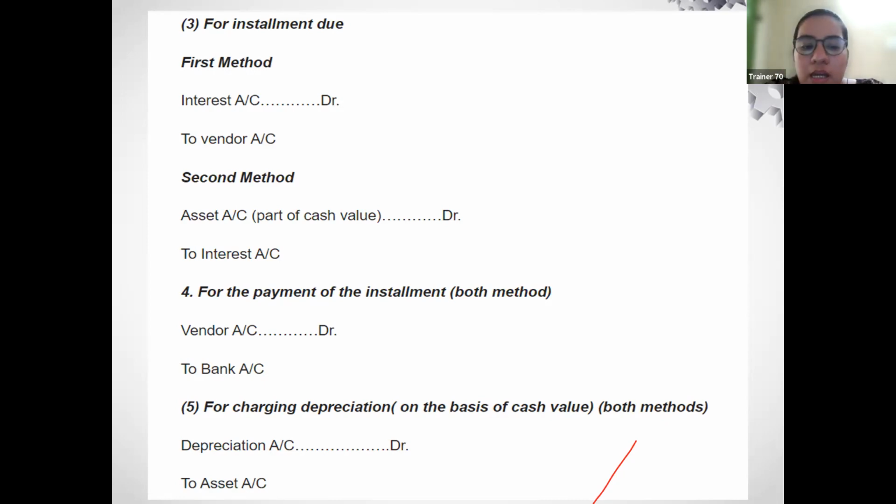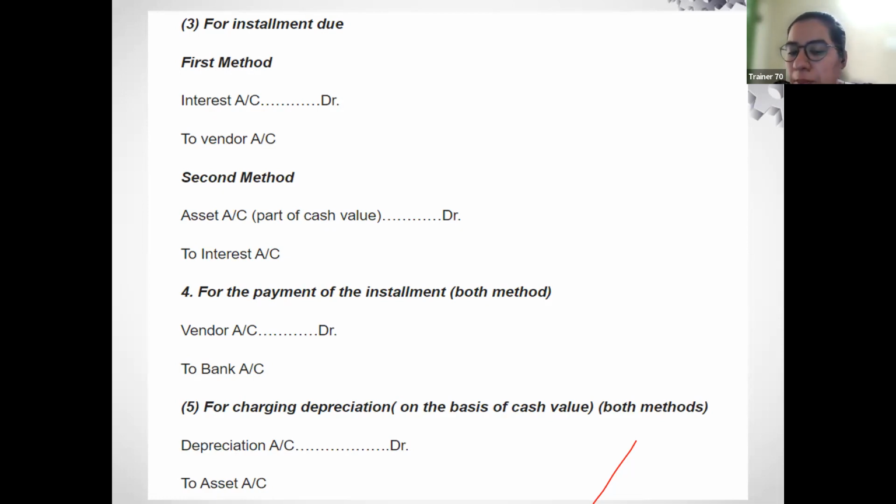Then payment of installment: for both methods, the same entry will be there. Vendor account debit to bank account. The vendor is the one who will be receiving the installment amount. So you debit the receiver and credit what goes out. Bank, that means cash goes out of your hands. That is the reason bank is being credited. So vendor account debit to bank account.